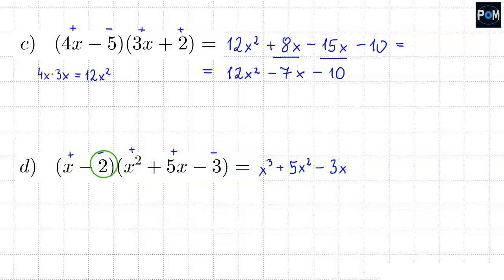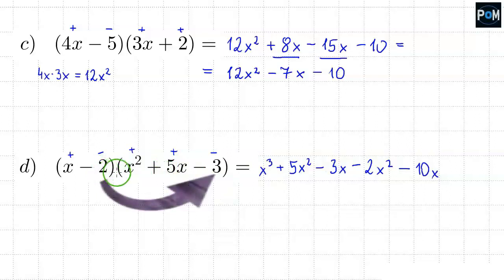Now the negative 2. Negative 2 multiplied by positive x squared, so here I immediately put a minus sign. And 2 times x squared is 2x squared. Negative 2 times positive 5x gives a negative result. 2 times 5 here makes 10, and x won't multiply with anything. And the last multiplication, negative 2 times negative 3 gives a positive result. 3 times 2 equals 6.